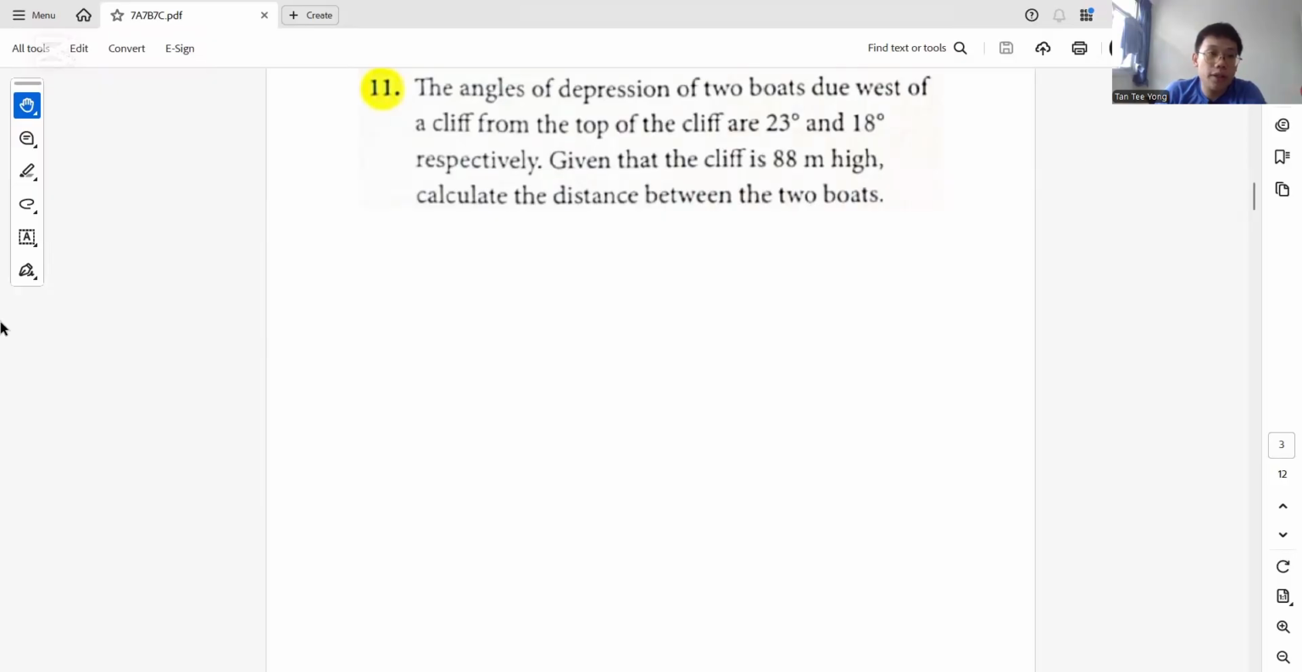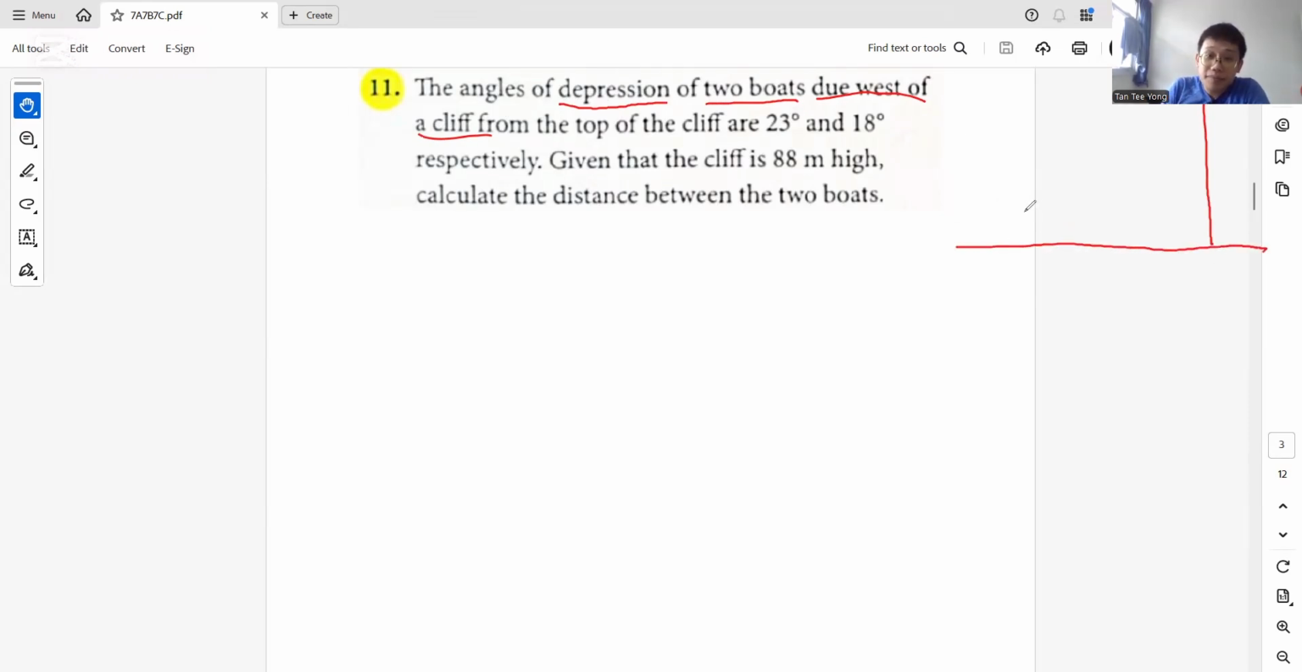Okay, let's go through question 11 together. So another question without a diagram, so we have to draw a diagram and visualize. So the angle of depression of two boats, and these two boats are due west of a cliff. So imagine we have a cliff here, and let's say the water is here. I'm just going to draw a horizontal line for the water, which is a bit weird, but yeah.